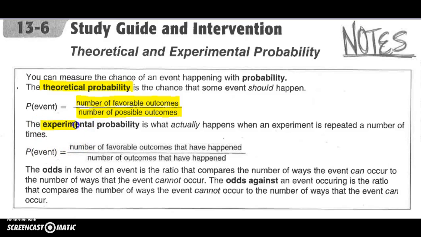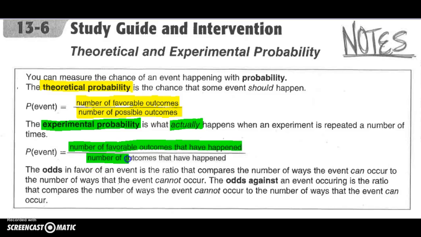Next is experimental probability, where you actually are conducting an experiment. In experimental probability, it's what actually happened when you did the experiment. So it's the number of favorable outcomes divided by the actual number of outcomes that happened. So again, in both, the key word is favorable: favorable divided by number possible, favorable divided by the actual outcome.